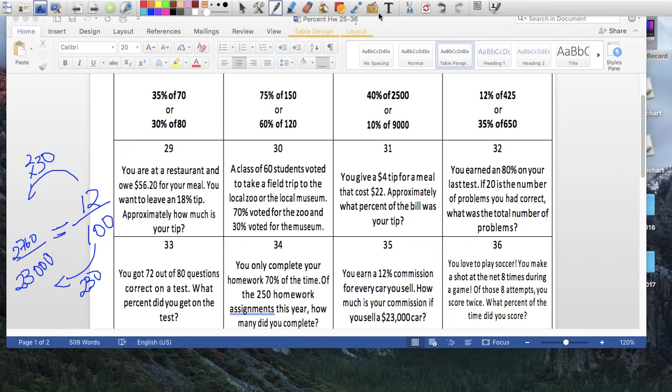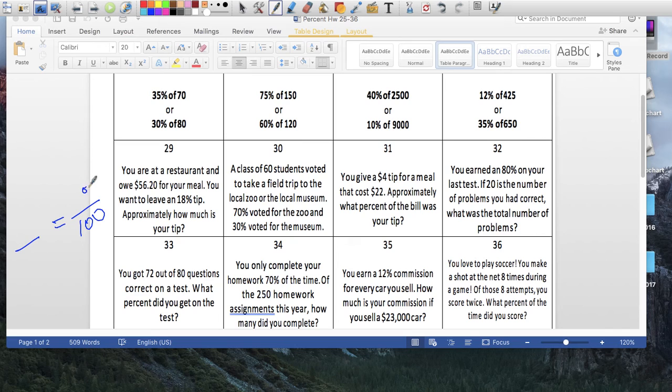And last question. You love to play soccer. You make a shot at the net 8 times during the game. Of the 8 times, you scored twice. What percent of the time did you score? So out of 100, we want to say the percent. You shot a total of 8 times, and 2 went in. What percent is that? Let's simplify this because there's no direct relationship between 8 and 100.